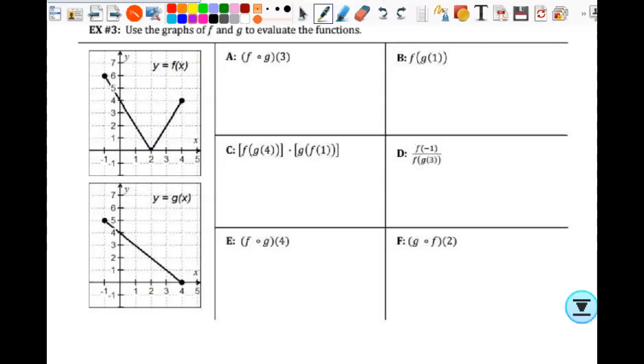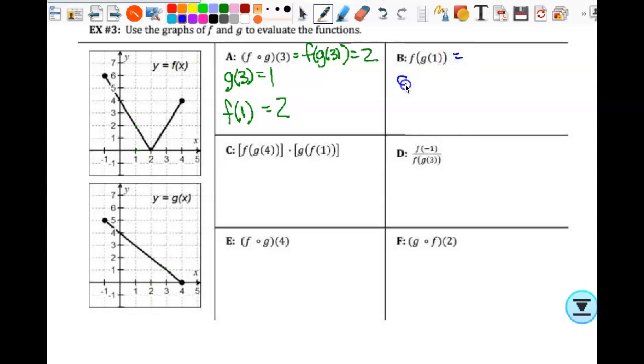All right, f of g of 3. We are using the graphs again. So f of g of 3. Okay, so what is g of 3? 1, right? g of 3 is 1. And then f of 1 is 2. So my answer is 2.